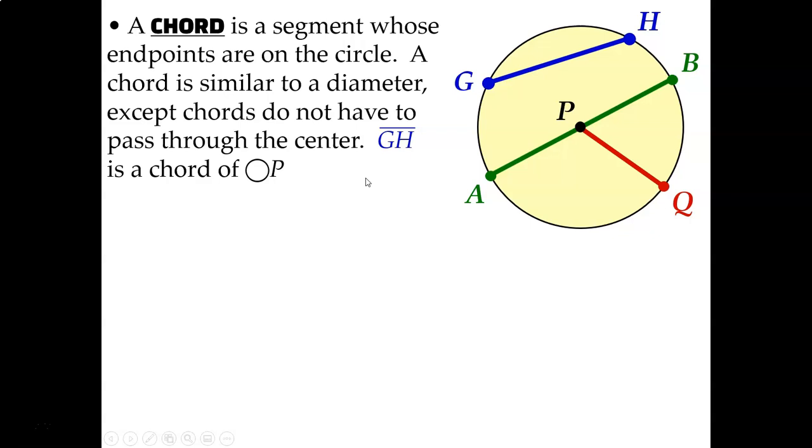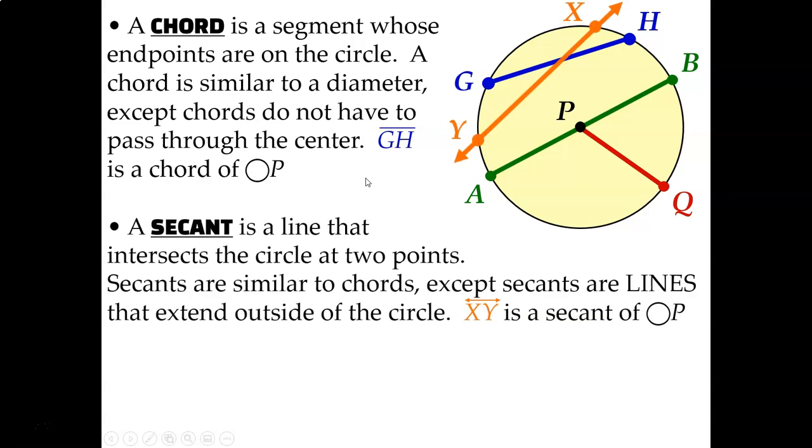Secants are really similar to chords, except they're lines instead of segments. GH was a chord because it was a segment. It ended at the points on the circle. Whereas XY is a secant, it connects 2 points on the circle, but then it also extends infinitely outside of the circle, as indicated by the arrows.